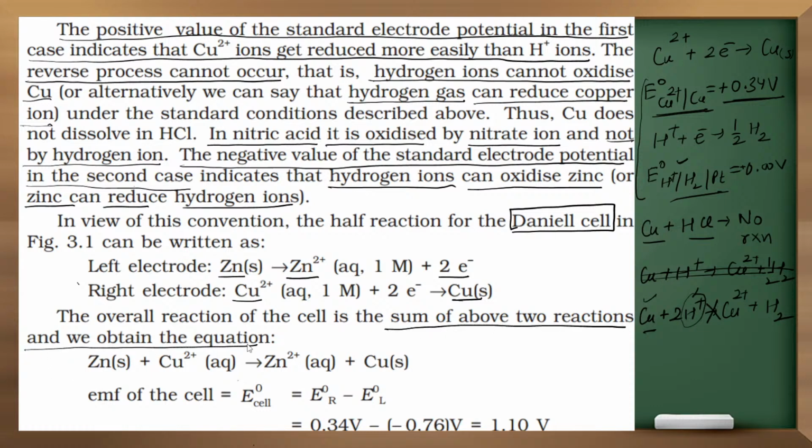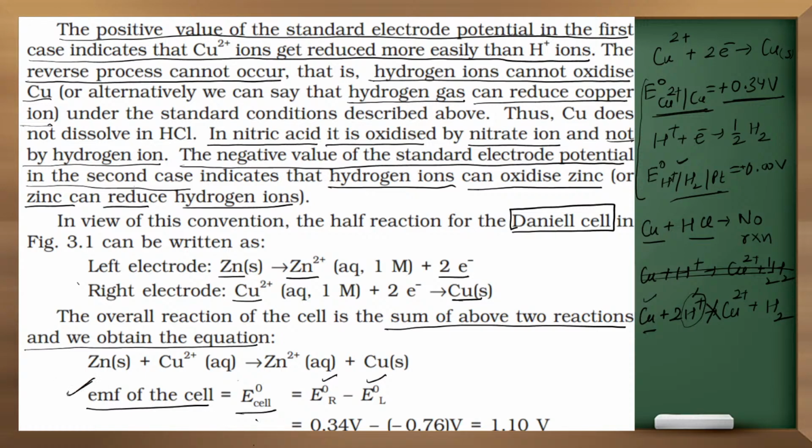We obtain the equation as, okay. So EMF of the cell is E naught cell equal to E naught right minus E naught left, that is 0.34 volt minus 0.76 volt and 1.10 volt. We have already done this.